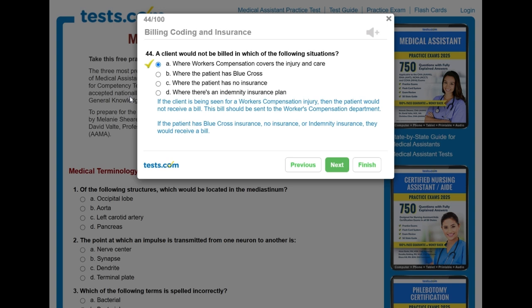A. Where workers' compensation covers the injury and care. If the client is being seen for a workers' compensation injury, then the patient would not receive a bill. This bill should be sent to the workers' compensation department. If the patient has Blue Cross insurance, no insurance, or indemnity insurance, they would receive a bill.